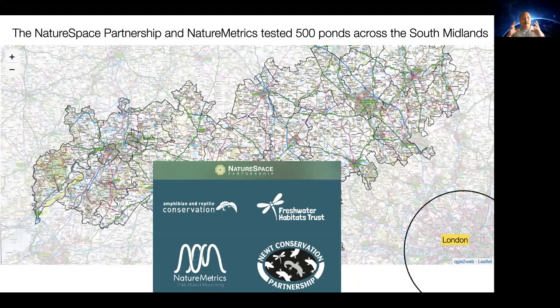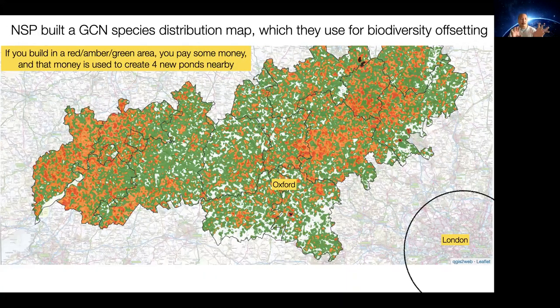Nature Space is a private company, and they partnered with Nature Metrics to sample systematically 500 ponds across the South Midlands of England. And then they took that result and made a single species great crested newt distribution map. And so you can see areas red and amber and green, which are modeled to have a higher prevalence of great crested newt. And now you can just pay some money depending on where you are in the map, and then that money goes not just to surveys anymore, but to building 4 more ponds. So that's a biodiversity offset thing.